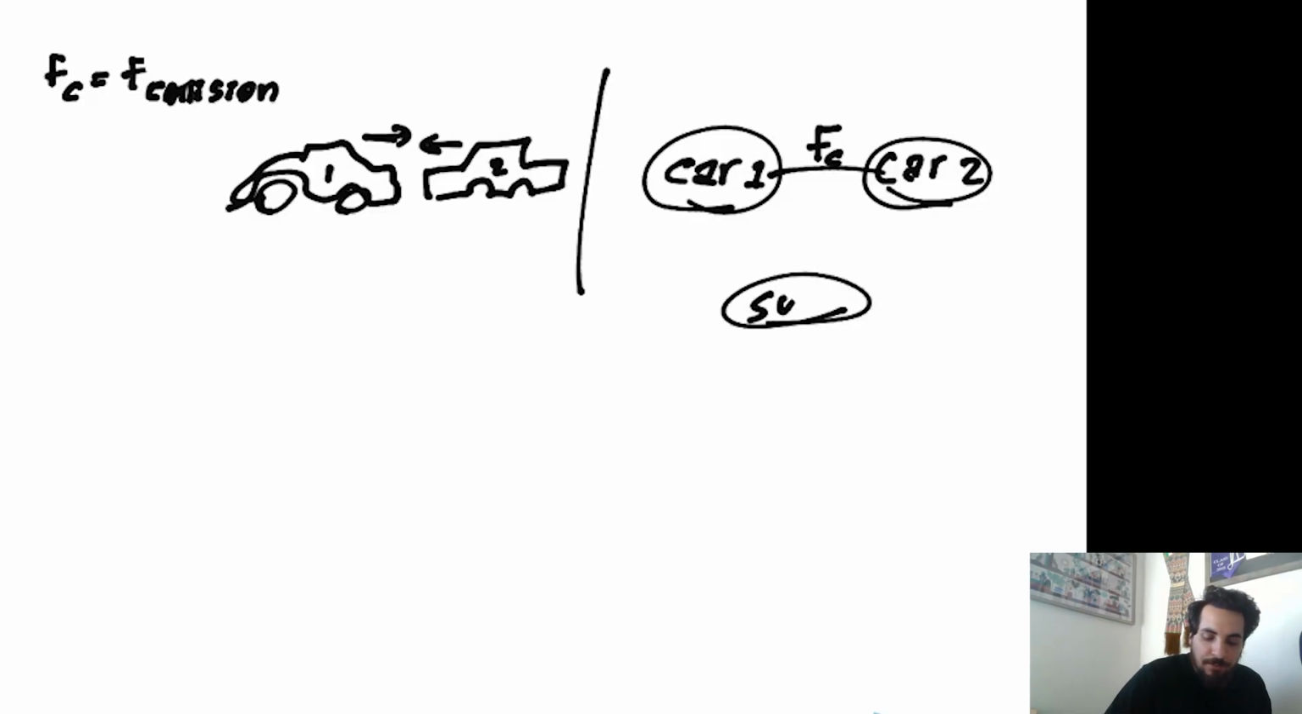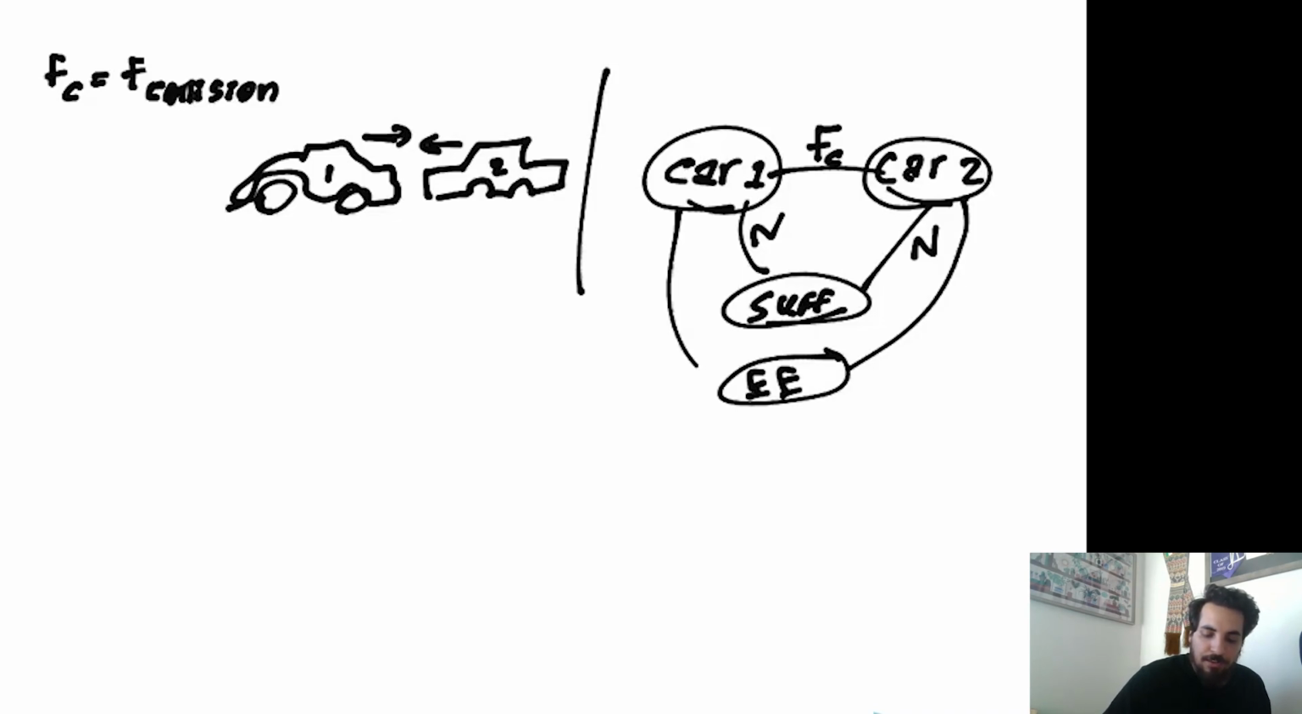We have a surface, and the surface interacts with both of these cars through a normal force. And then we have the gravitational force, so we have the entire Earth that is present, and the Earth interacts with both cars through the weight. We'll ignore friction, and I'll explain why friction is a nice negligible force a bit later on. But for right now, these are going to be our forces that are present.